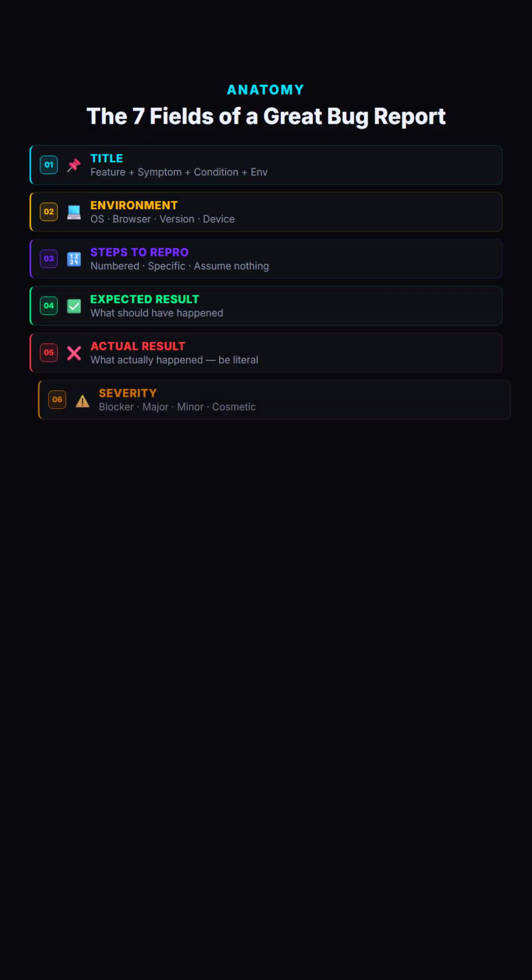Field 1, the title. This is the most important line. It needs to tell a developer exactly what broke, where, and under what condition in one sentence. Bad title: login is broken. Good title: login form submits successfully but user stays on login page instead of redirecting to dashboard when using Google OAuth on Safari iOS. The good title contains the feature, the symptom, the condition, and the environment. A developer reads it and already has a hypothesis.